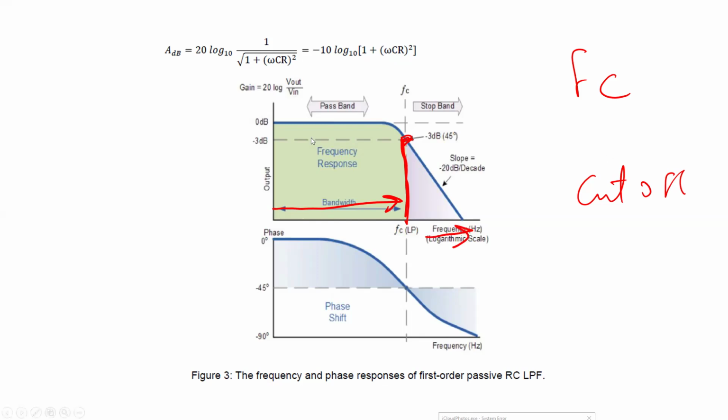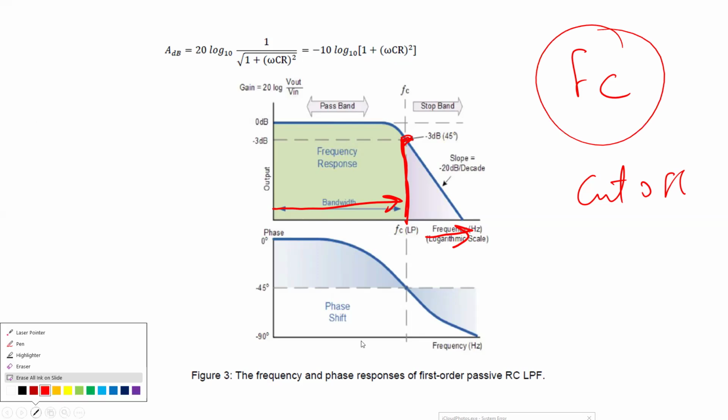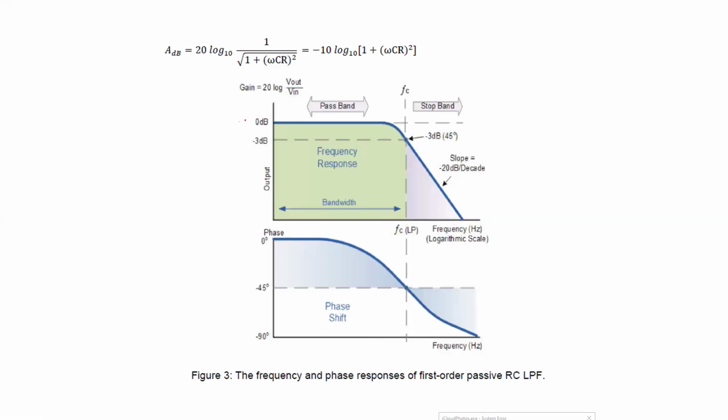Usually when I design a filter, I design it to give me a certain value for the cutoff frequency. How can you find this cutoff frequency? Very simple. At the cutoff frequency, the magnitude or the gain drops by 3 dB, 3 decibel. Here the value is 0, and once it drops by 3 dB, at this moment this frequency is the cutoff frequency. Why is it 3 dB? What is the reason for that?